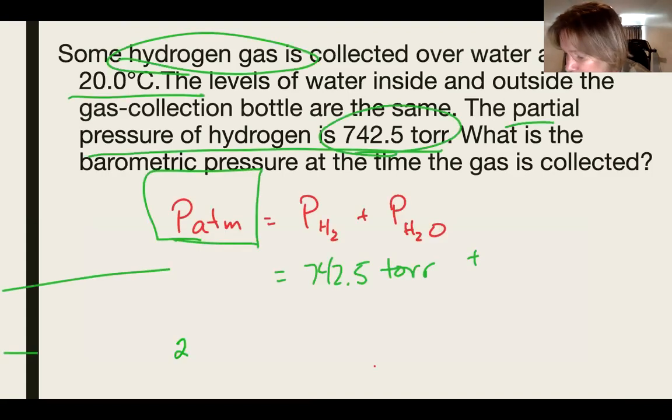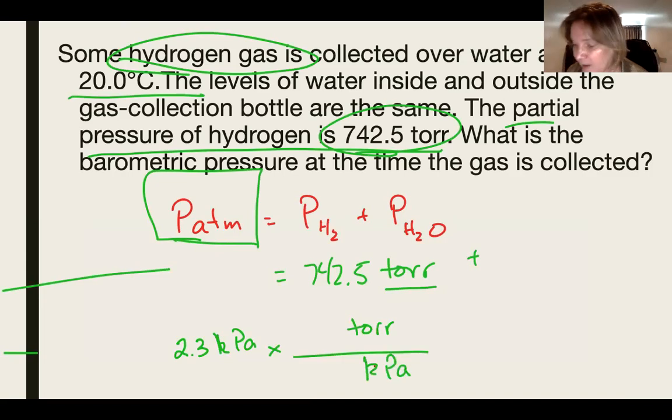Okay, so we've got 2.3 kPa, but we need it in torr. So how do we convert kPa into torr? We're going to have torr on the top, kPa on the bottom. So I'm going to do 760 per 101, because I'm just relating it back to 1 ATM. So 760 torr is equal to 101 kPa.